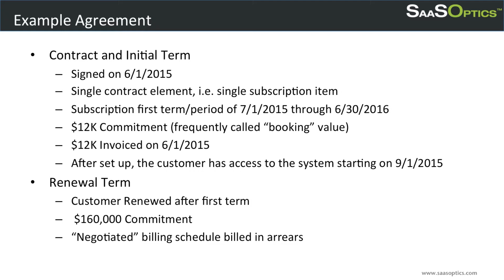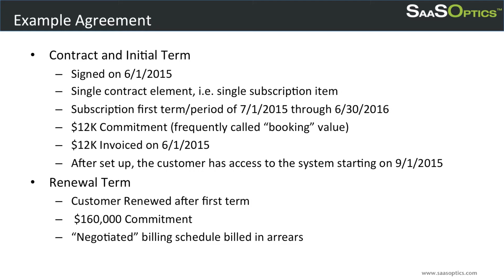The detailed example is going to have some illustrations and representations of data inside of SaaSOptics. So in this example, I have a contract and one initial term. The contract signed on 6/1. It has a single element, meaning a single subscription item. So here we're not going to deal with one time, just a single subscription item. And we have a 1-year first term, which is July 1, 2015 through June 30th, 2016. The $12,000 commitment, that's the contract element. For that item, there's a $12,000 commitment. And the contract says that the subscription will be invoiced immediately upon execution. So we're going to invoice the client for $12,000 on 6/1, a month prior to the subscription beginning.